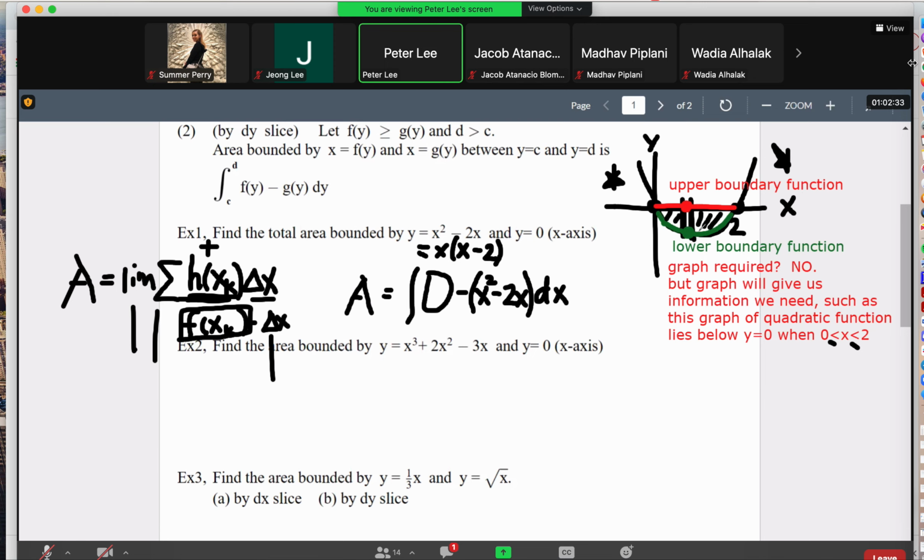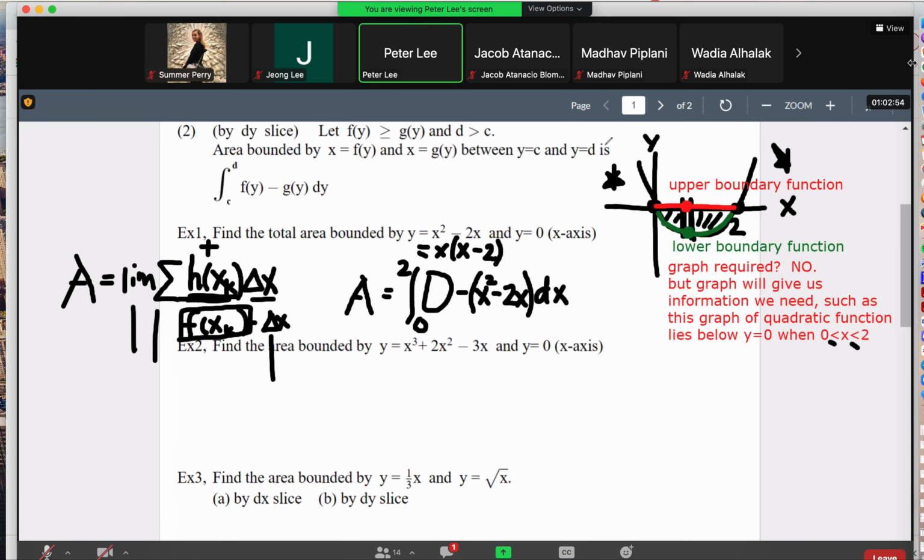So in this case, the integral, of course, is from 0 to 2. And we want to go from low to high. So from 0 to 2, not from 2 to 0, but from 0 to 2. So that's how it goes. Does anybody have any questions on this?